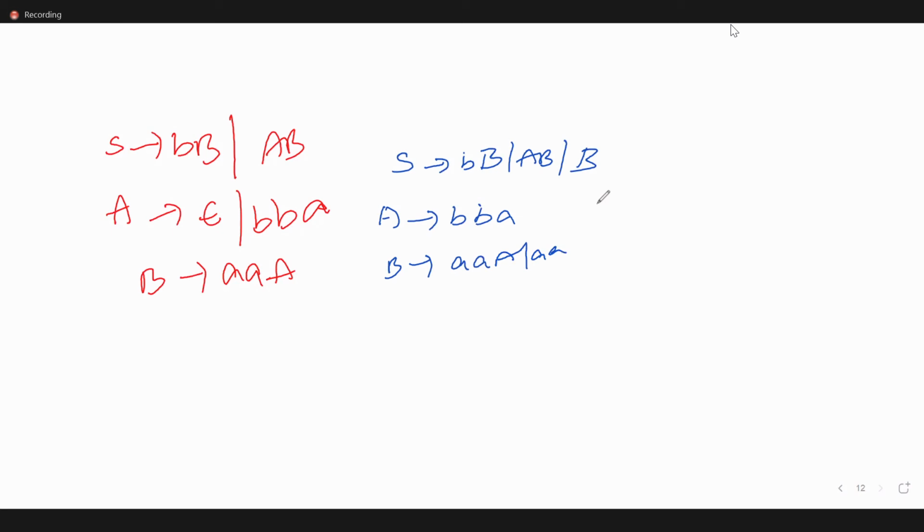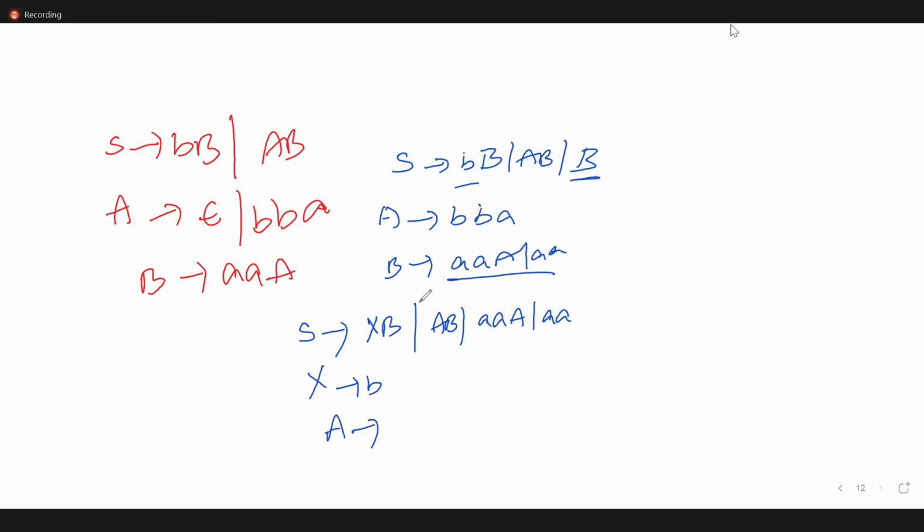Very good. Now you apply the CNF format. In place of small b, you may replace it with X. X tends to some small b. Next, AB, which is already in the CNF. In place of B, B will become the unit production. So in place of B, you may substitute A or simply AA. Okay, next we'll come to this part.